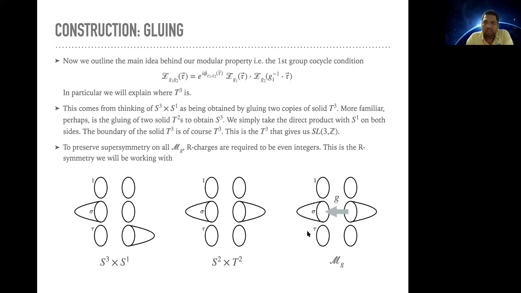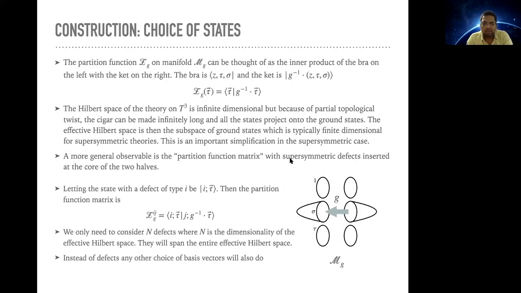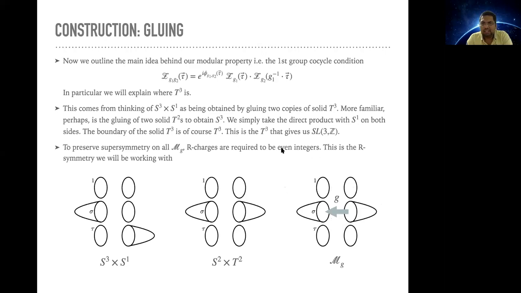So the geometries involved in MG could be S3 times S1 or S2 times T2, or more generally, you could produce the lens spaces L(p,q). Now, can you produce some more spaces also? I'm not quite sure. Perhaps you cannot. And let me comment that Seiberg and friends have studied preserving supersymmetry on these spaces, and they have concluded that you can indeed preserve supersymmetry on these lens spaces, but on lens spaces L(p,q), where q is 2, for example, in order to preserve supersymmetry, the R charges are required to be even integers.